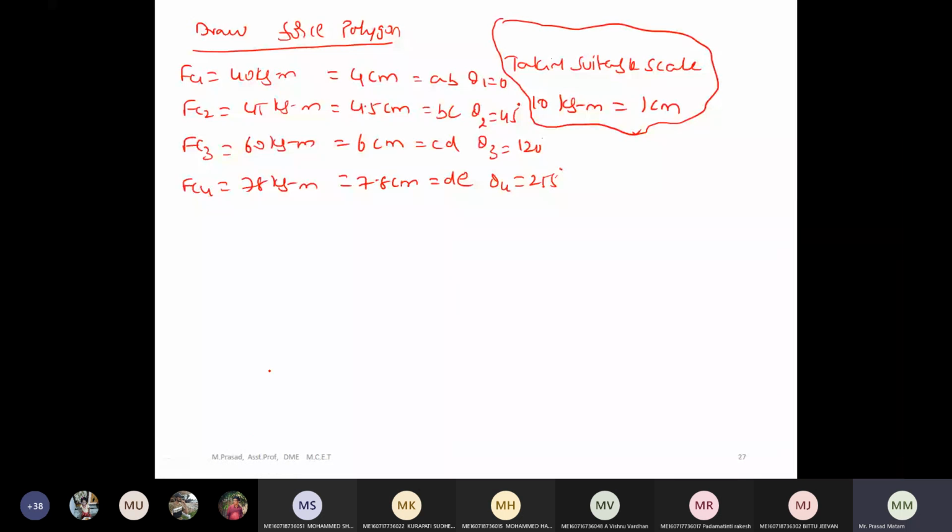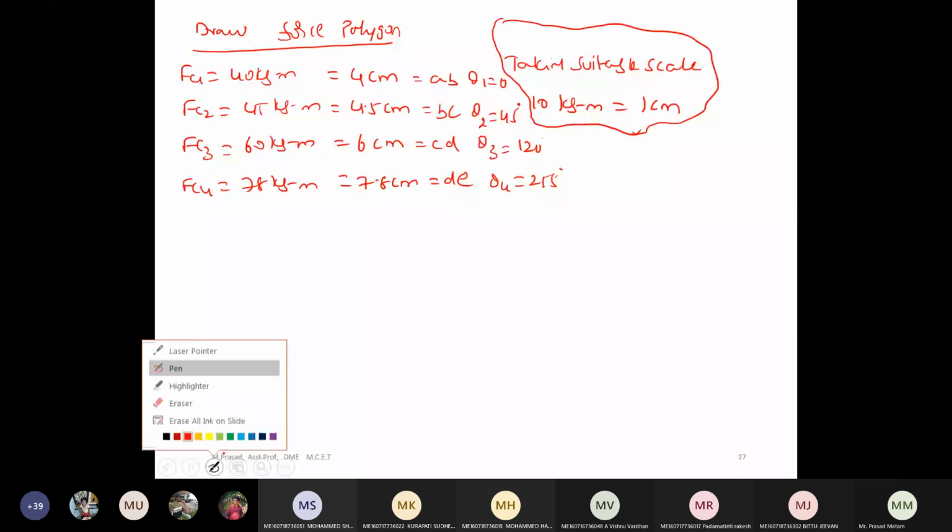Is this red color visible or can I change the color? Dear students? Yes?